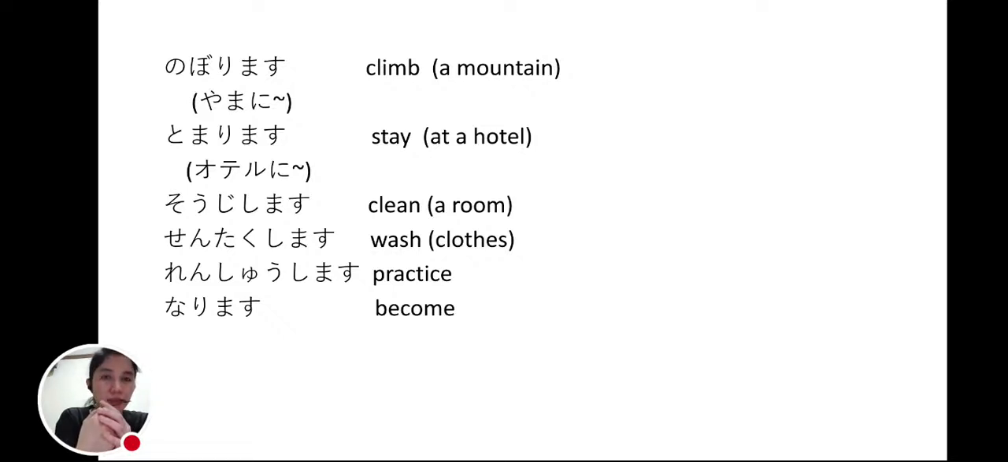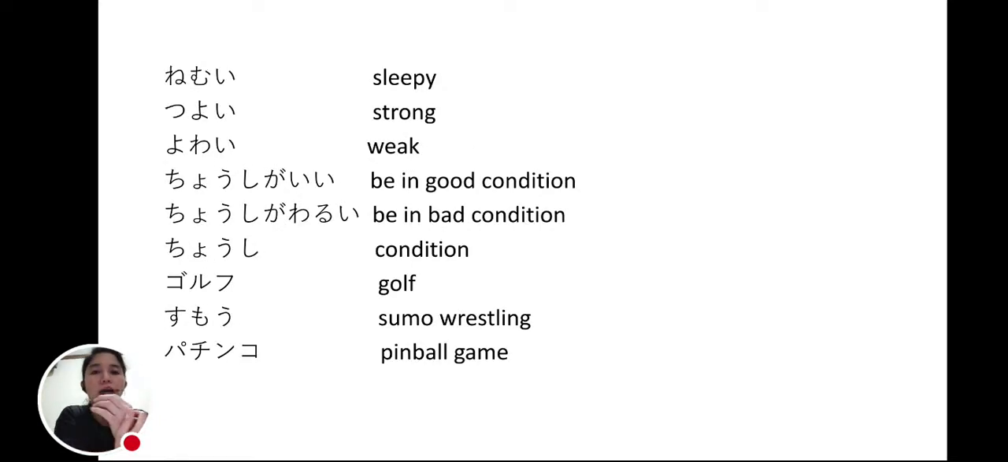Next, narimasu. Become. Narimasu is become. Okay, please remember our vocabularies. Next, we have adjectives. Nemui, adjective, means sleepy. Next, tsuyoi. Strong. Tsuyoi is strong. Next, we have yowai. Yowai is weak. Mahina.